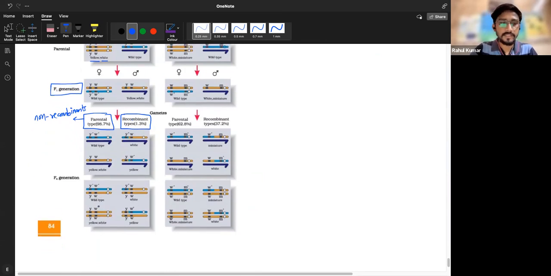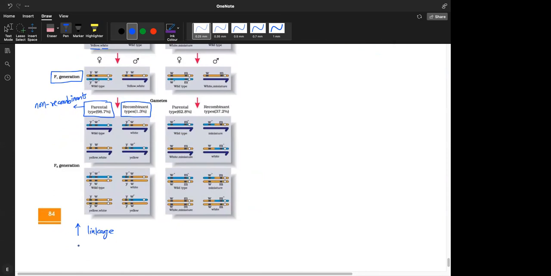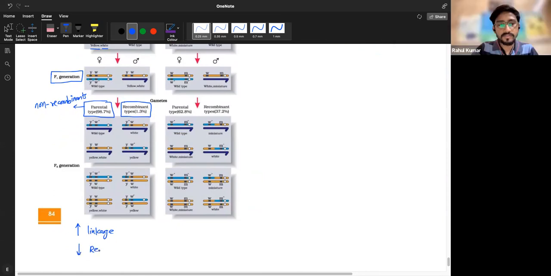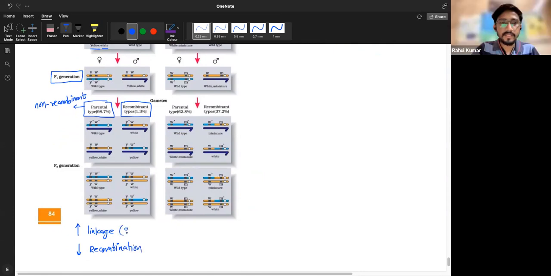So in this case, in your first case, linkage is more, right? Due to which recombination is very, very less. So there is 98.7% of linkage. And that's why only 1.3% of recombination. You understand?